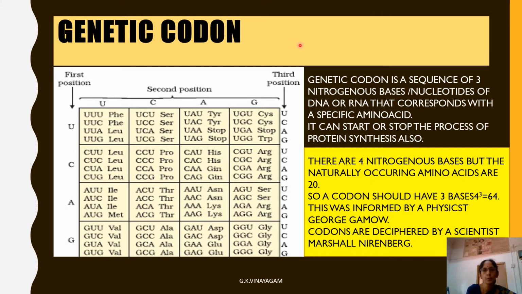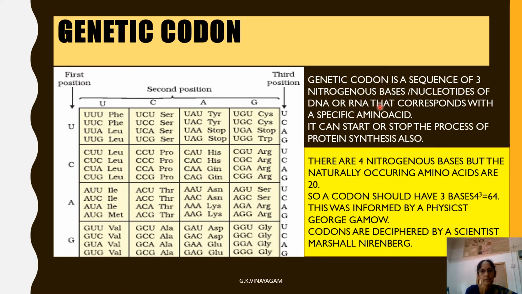Now next one is about the genetic codon. You know very well that DNA is the storehouse of genetic information. So how is the information stored in a DNA molecule? What is a genetic codon? A genetic codon is a sequence of 3 nitrogenous bases or 3 nucleotides of a DNA or RNA, and that will correspond to a specific type of amino acid.